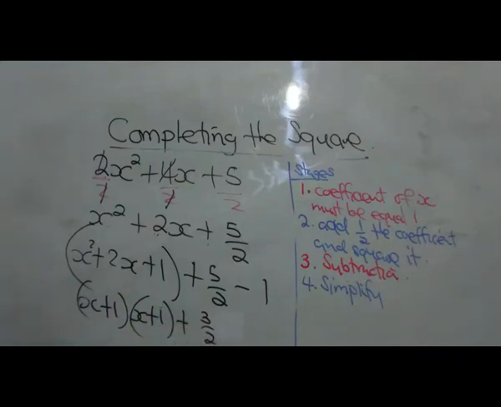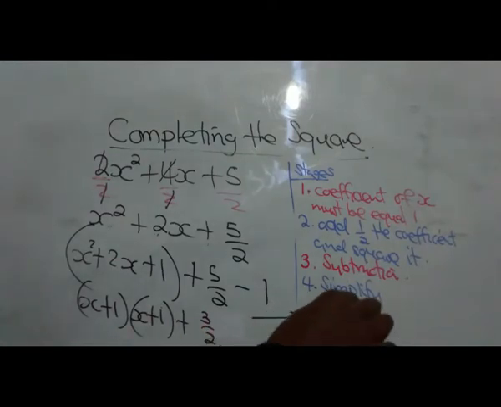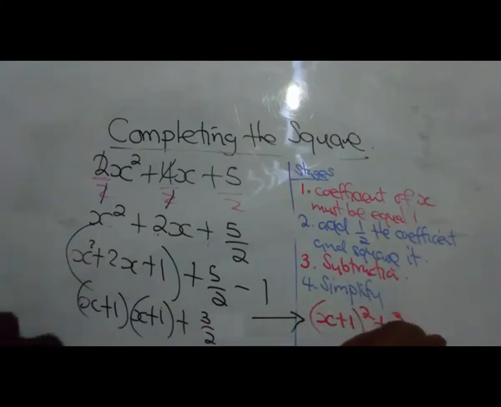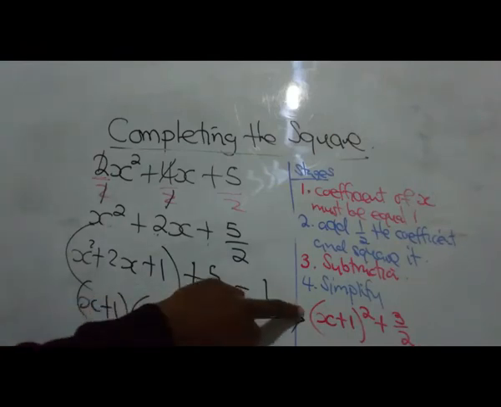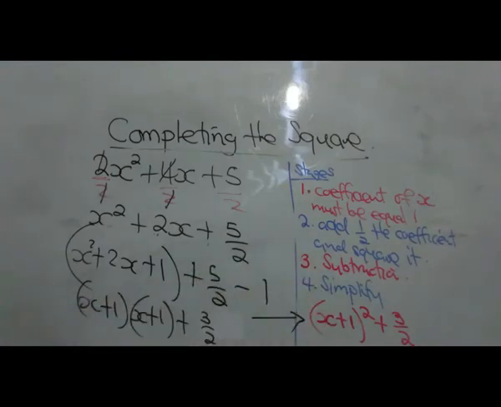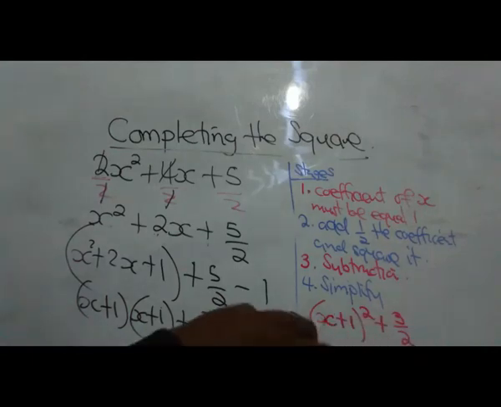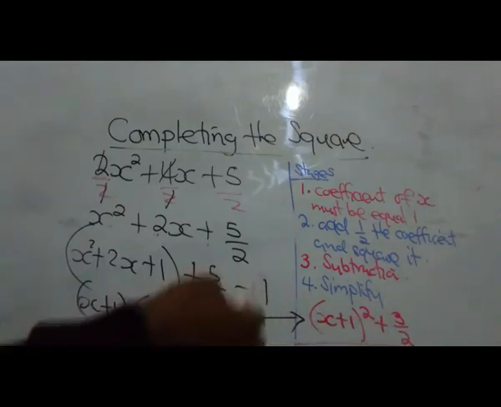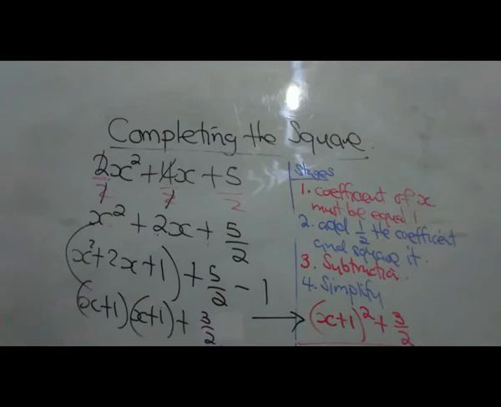So the final answer that we are going to get is this one that I'm going to write in red: x plus 1 squared plus 3 over 2. But remember, we have a 2 that we factorized earlier on, and that 2 we will impose here, and then we'll simplify. But for now, let's just deal with this stage. We know this is not the final answer. We still have a 2 at that point. All right.